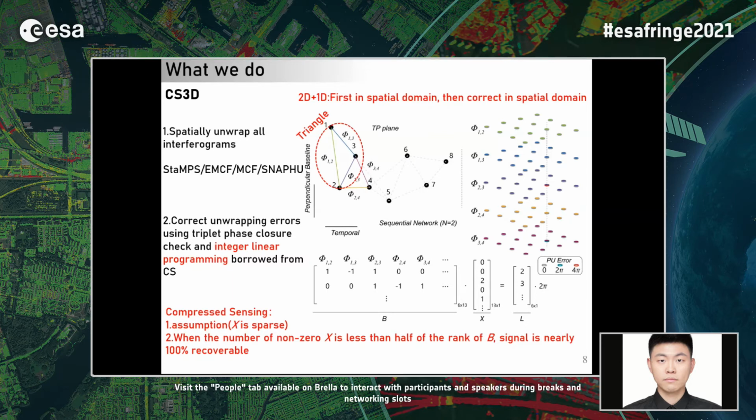As mentioned in the past slide, we can use integer linear programming to solve this linear equation, since compressed sensing needs the solution X to be sparse. Also, based on this assumption, we can obtain an exciting point: when the number of non-zero entries of X is less than half of the rank of B, the signal is recoverable nearly 100%.